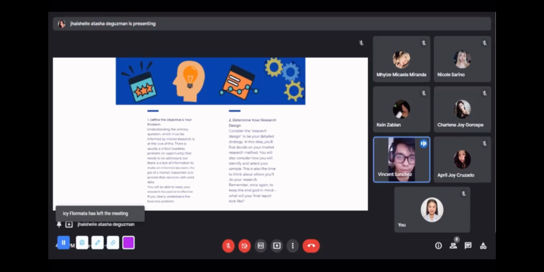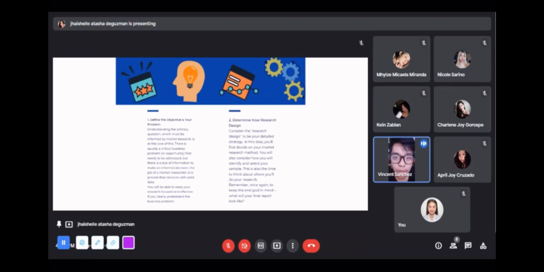The next step would be to determine your research design. Now that you've identified your research topic, it's time to plan the type of research that will obtain the most useful results. Consider the research design to be your detailed strategy. In this step, you first decide on your market research method. Will it be a survey, focus group, or something else? You will also consider how you will identify and select your sample. Like, who are we looking for? Where will we find them? How will we incentivize them, etc.